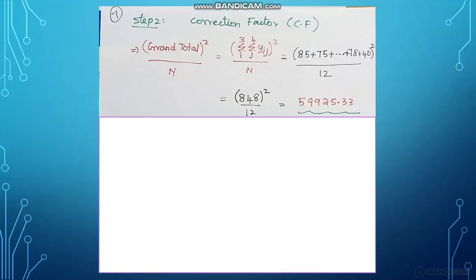Step 2 is you want to find the correction factor. The formula is grand total whole square divided by n. Grand total is like this. Grand total squared divided by n is 12, so you will get the answer like this.